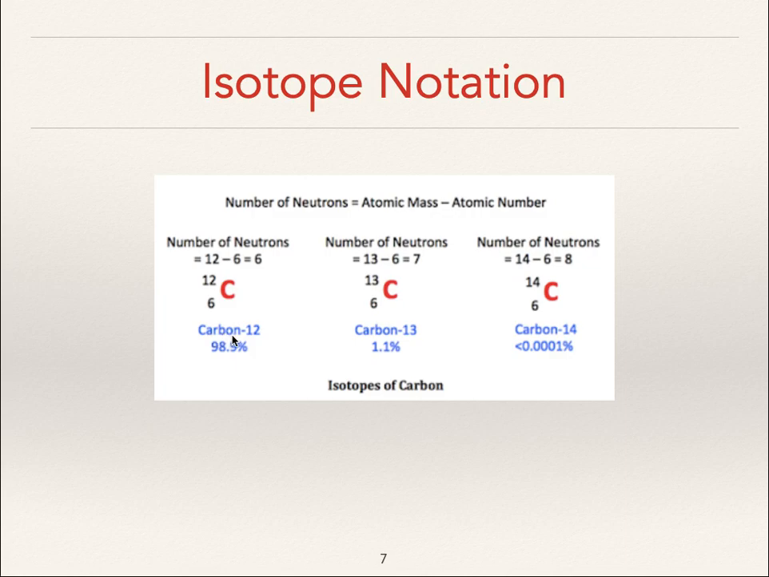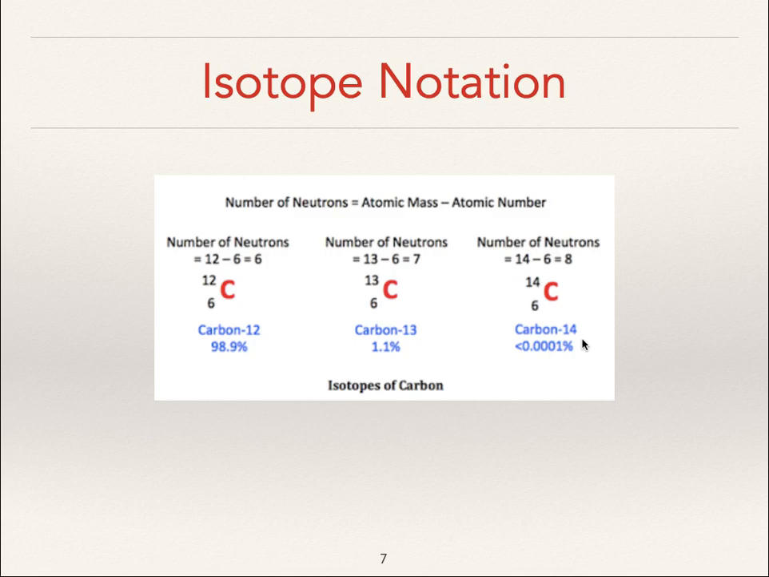Sometimes you'll see them written this way, where it's the name of the element, and then a dash, and then the mass number. Name of the element, dash, mass number. Underneath here, these percents are how common each of these kinds of carbon is. So carbon 12, with 6 protons and 6 neutrons, is by far the most common type of carbon we find in nature. Carbon 13 with 6 protons and 7 neutrons isn't particularly common. You're not likely to find this. And carbon 14 with 6 protons and 8 neutrons is exceedingly rare.